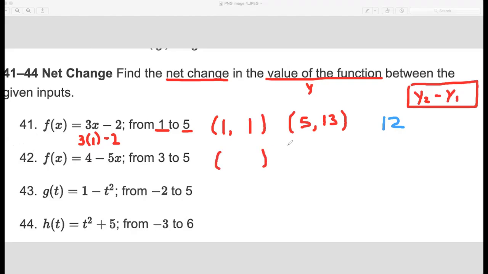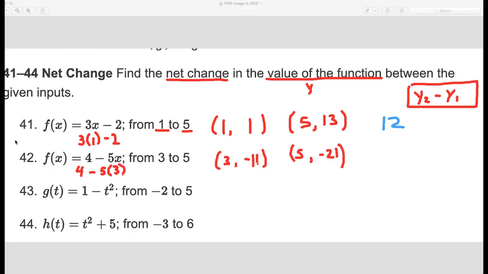Again, I'm going to set up just these to keep things organized. The 3 and the 5 are the x values, and I'm going to find the y values. I'll show the calculation with one of those. So 4 minus 15, we're going to negative 11. And I'm going to plug in a 5. So 4 minus 25, that's negative 21.